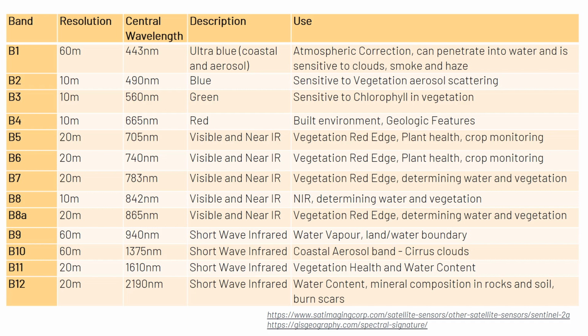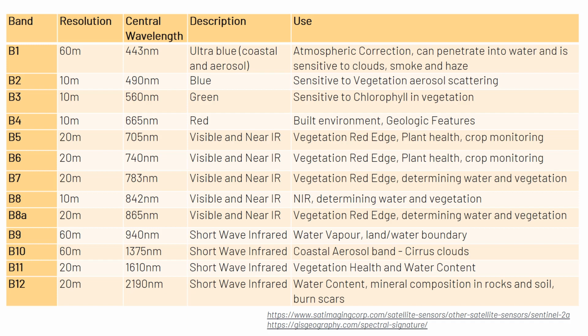They tend to be very good for plant health and crop monitoring, and can, particularly in band 7, be used for determining water. Band 8 is a 10-meter band. It's in the near IR and is really good for determining water and vegetation. Band 8A is 20 meters. It too is in the near IR range, and it is good again for the vegetative red edge and determining water and vegetation.